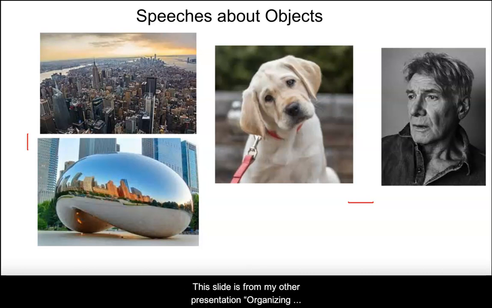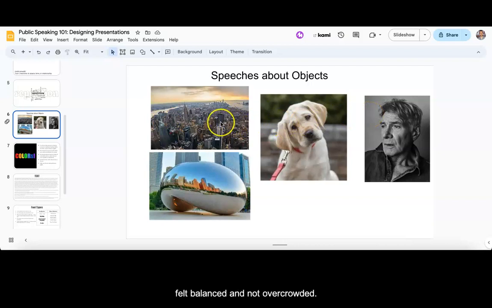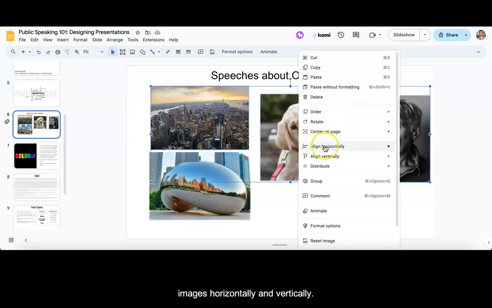This slide is from my other presentation, Organizing Information for Presentations. The red brackets indicate the distribution and alignment, two functions of Google Slides to correctly align text boxes and images of these images. I used the distribution and alignment features to ensure precise spacing amongst these images so that the slide felt balanced and not overcrowded. The alignment function allows you to align text boxes and images horizontally and vertically.